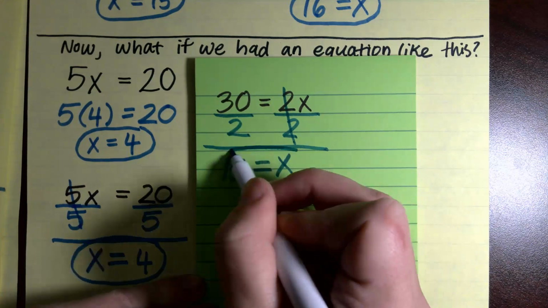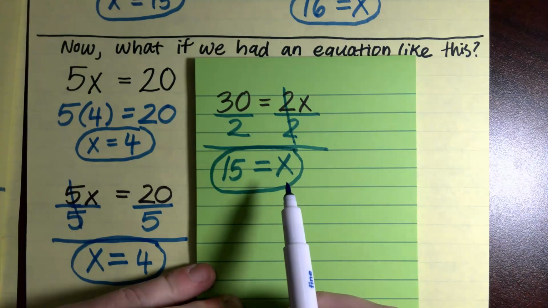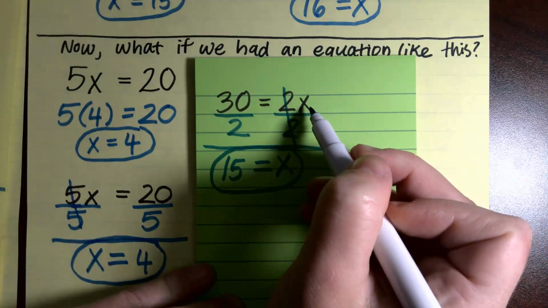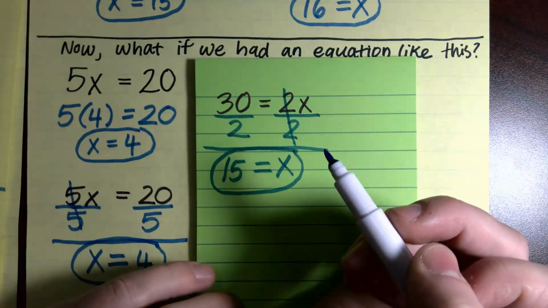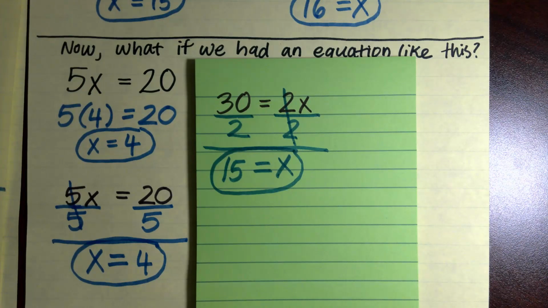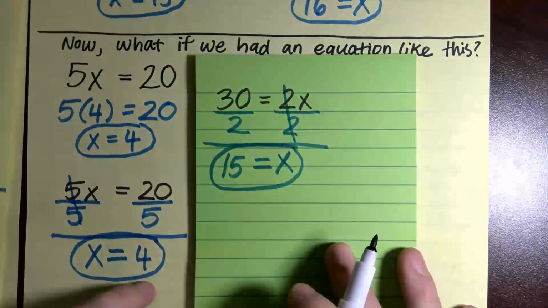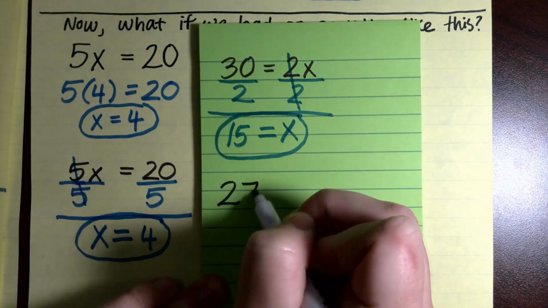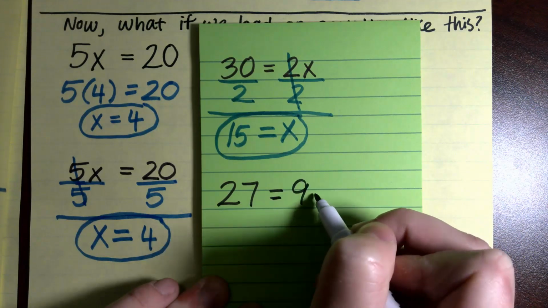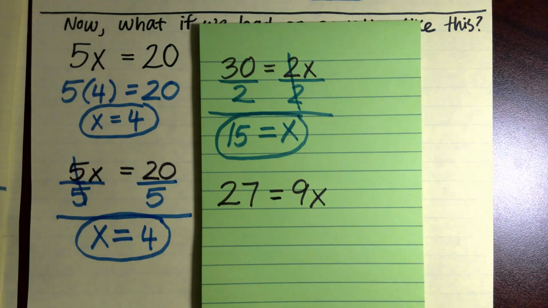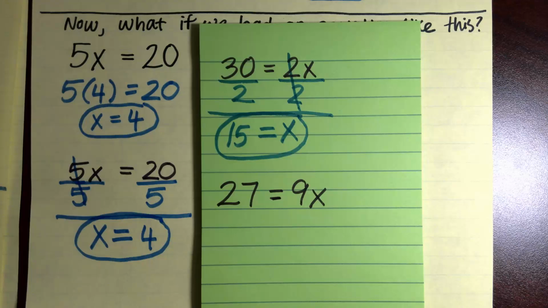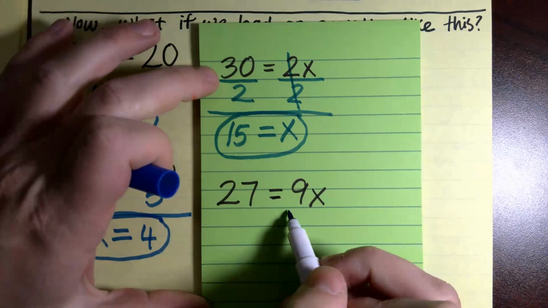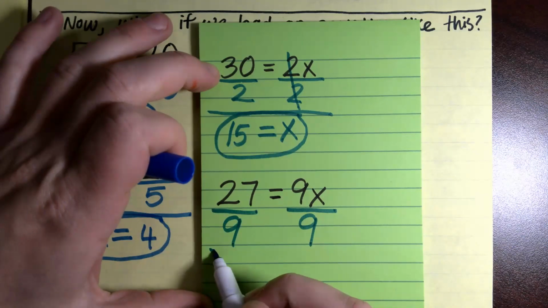15. We got 15 equals x. And if we wanted to check to make sure we got the right answer, we can plug that 15 into our original equation. We know 2 times 15 is equal to 30. Good job, guys. Let's do one more like that. How about 27 equals 9x. Remember, our goal is always to get x by itself. We want x by itself. So if on this side of the equation I have 9 times x, what do I need to do to get rid of the 9? Yes, we're going to divide by 9 on both sides. What's going to happen now?